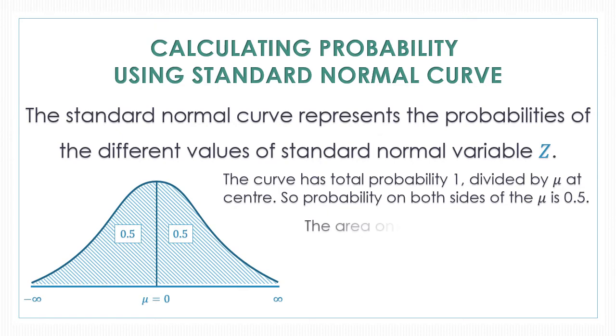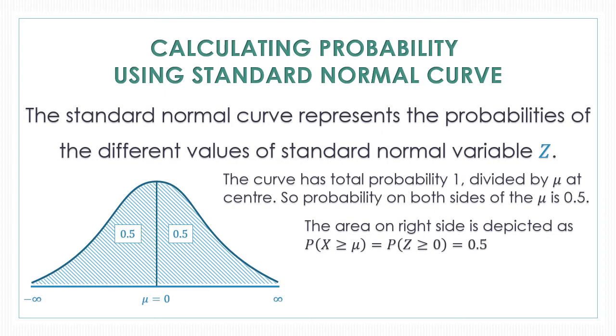Okay, so the area on the right side of the mu is depicted as probability x greater than or equal to mu, but we convert it into a standard normal variable. So x is converted into z, and mu is 0, so mu is converted into 0. So the probability that the value of z is greater than or equal to 0, that is from 0 to positive infinity, is 0.5.